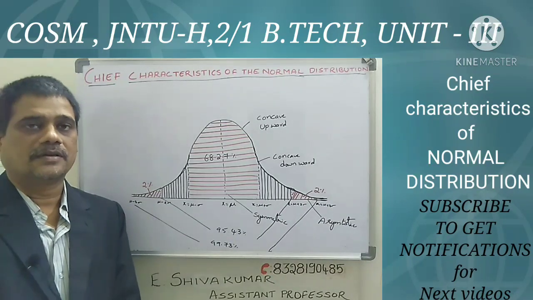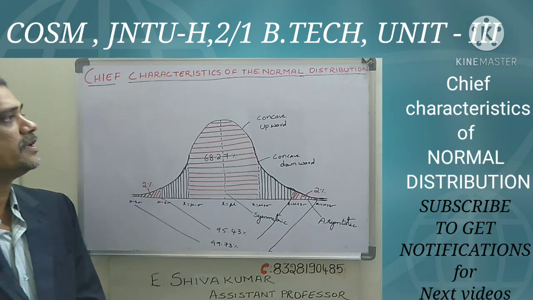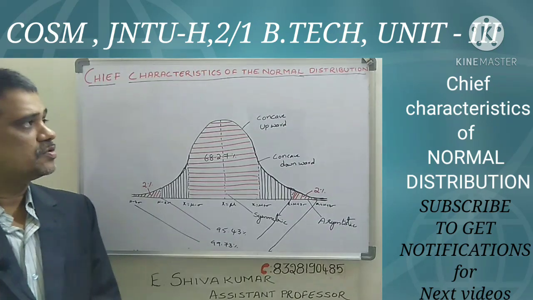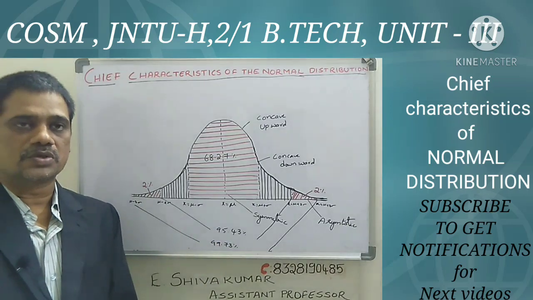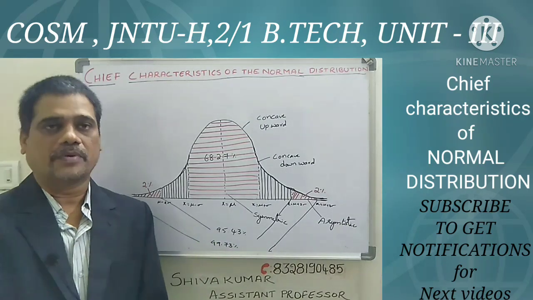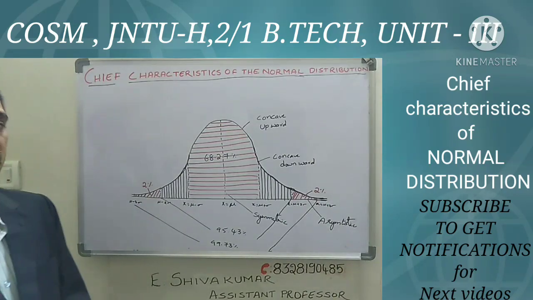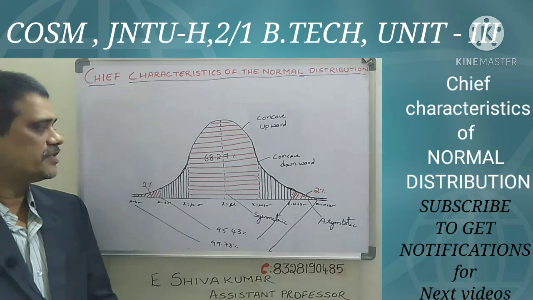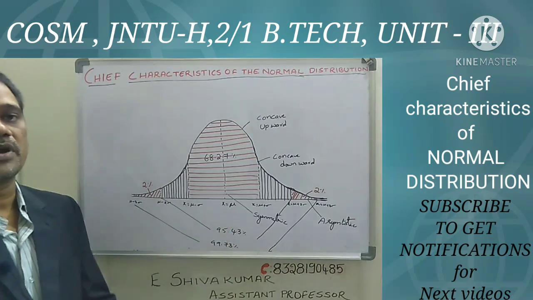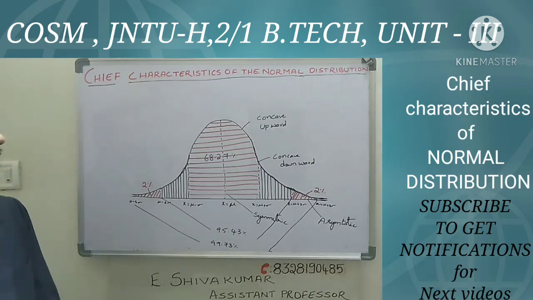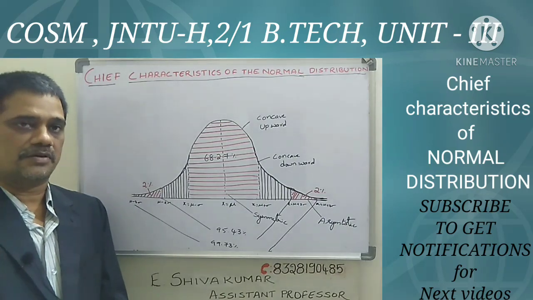Good morning students. In this video I am going to explain the chief characteristics of the normal distribution. In the normal distribution, the curve plays a very important role in solving probability problems. All the problems of probability in normal distribution we will solve with the help of the figure, with the help of this curve. That's why we have to know the chief characteristics of the normal distribution curve.